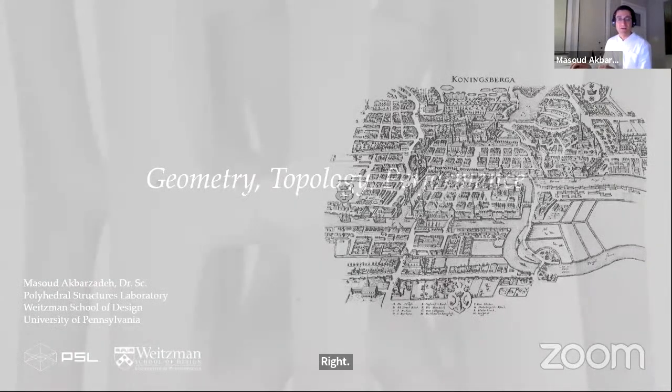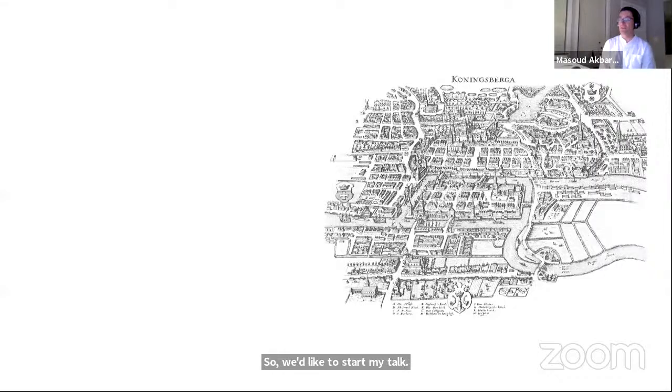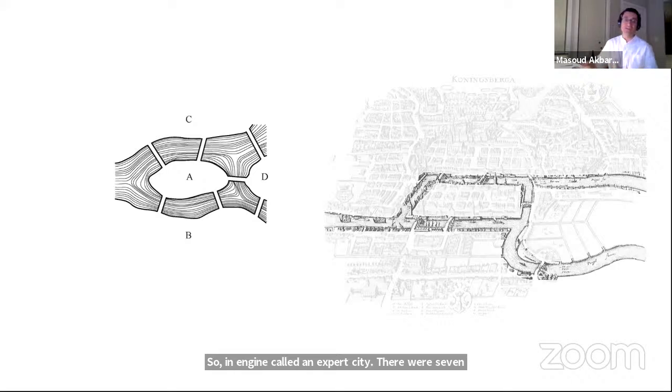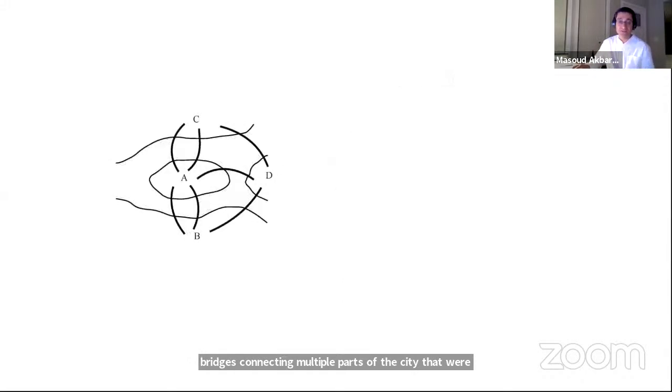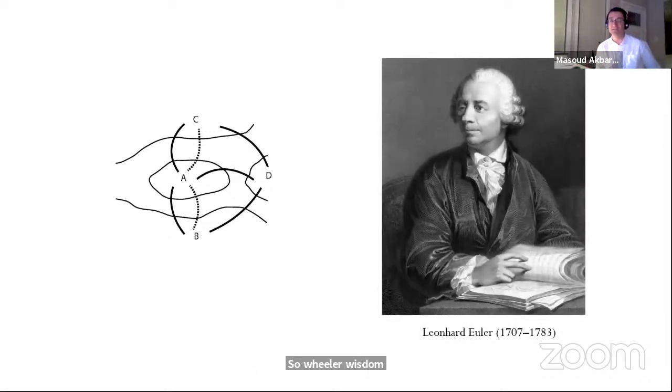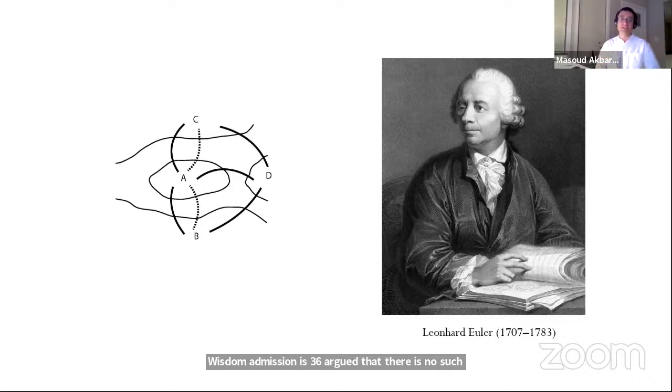I would like to start my talk from a renowned puzzle called the Seven Bridges of Königsberg. In ancient Königsberg, there were seven bridges connecting multiple parts of the city that were divided by the river. The puzzle challenged the possibility of finding a path over every one of the seven bridges without crossing any bridge twice. Euler, a mathematician, argued in 1736 that no such path exists. But this problem laid the foundation of graph theory and topology that we use today in mathematics, computer science, structural design, even architecture.